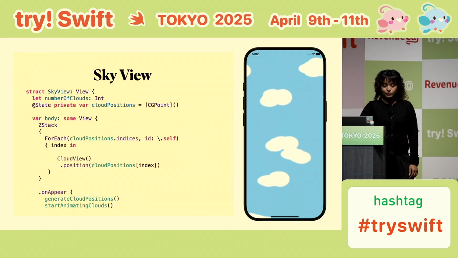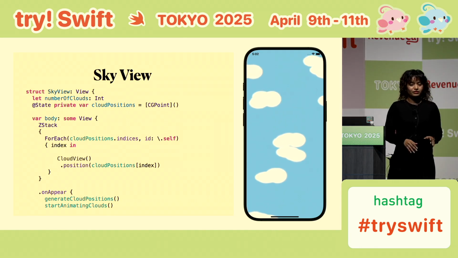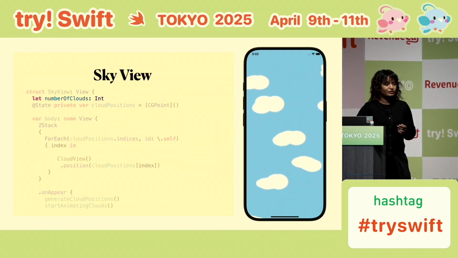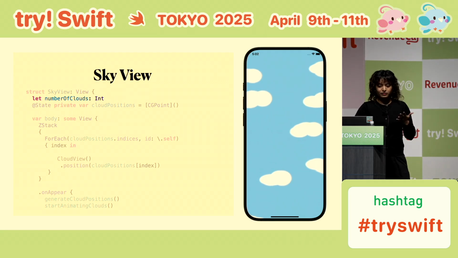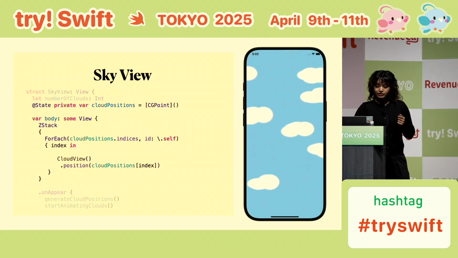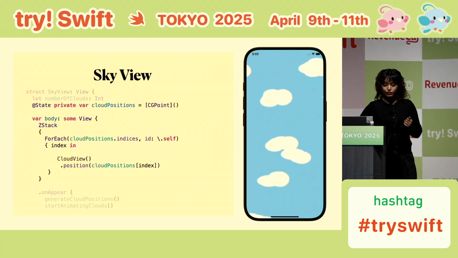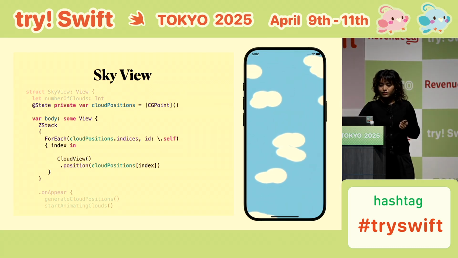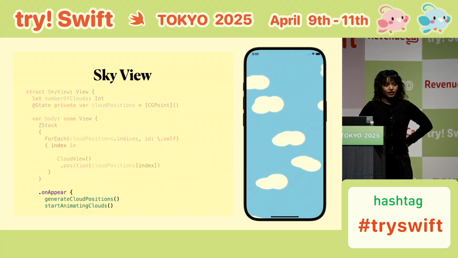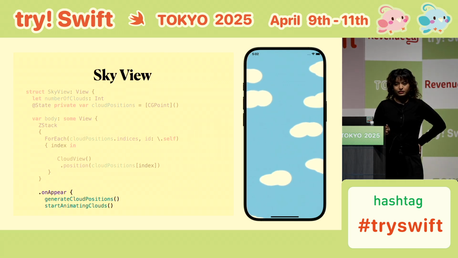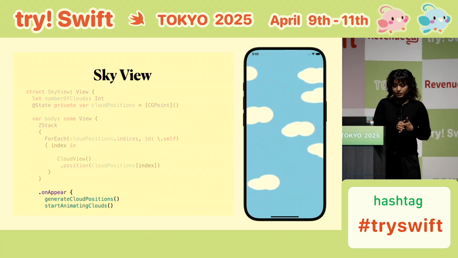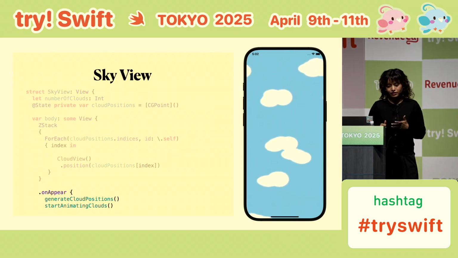I'm going to show you some code. So SkyView is the entire screen that you see. Here, the number of clouds is injected from the superview, so I can control how many clouds are displayed. The cloud positions array, a state variable, holds the position for individual clouds. And in the body, we create clouds using a for loop on this array. Those positions are random positions, which are generated when the view appears. After that, we start animating the clouds by updating the position of every single cloud.